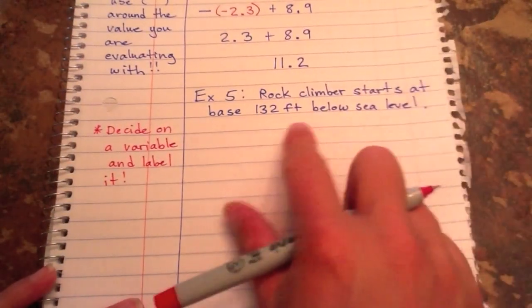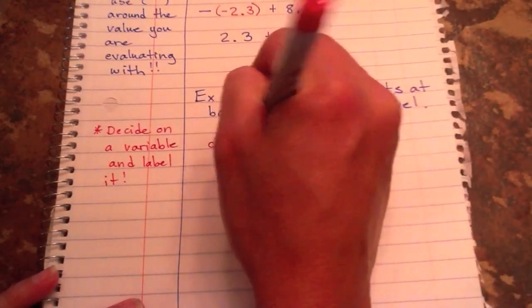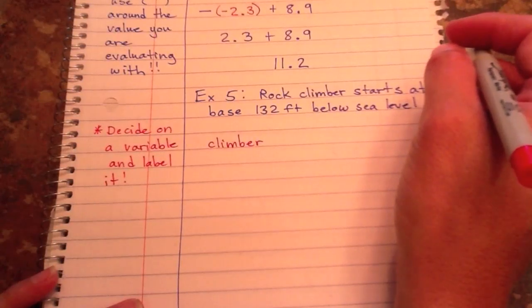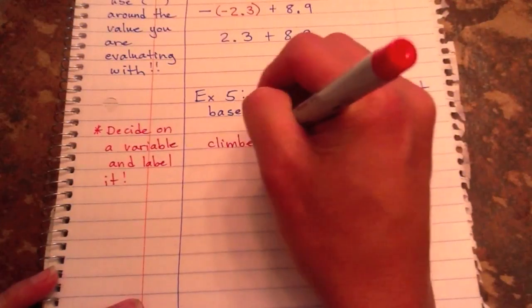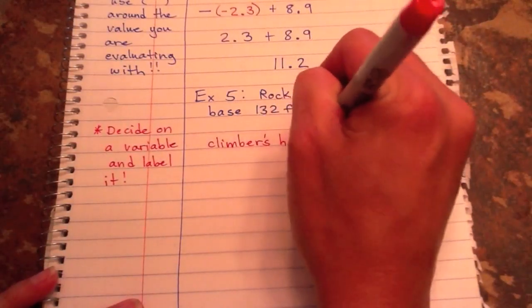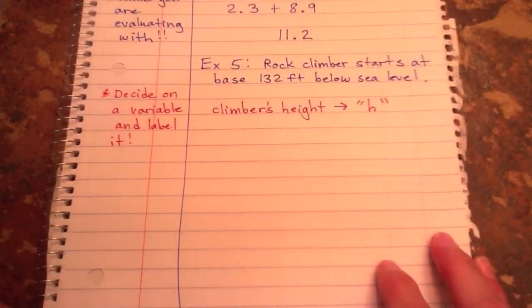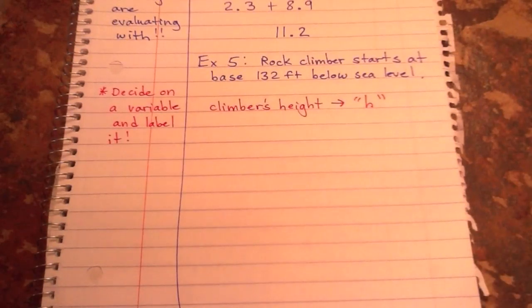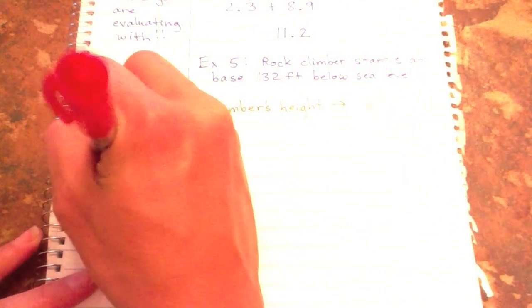So if we look at this, we're talking about the climber's height. So our climber's height could be, hopefully some of you thought about something like H for height. So I'm going to go ahead and use H. You might have used C for climber, but I like that it's referring to the height. So we know that it's starting below sea level by 132. So what you have to think about is, if you had a picture, you always want to use pictures if you need to.